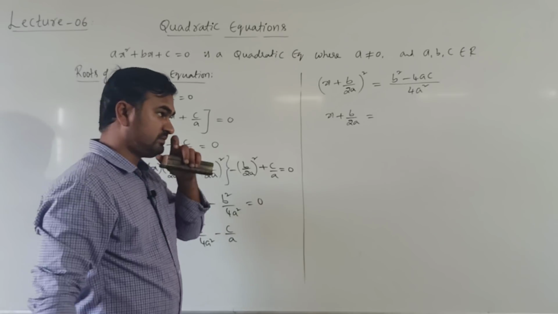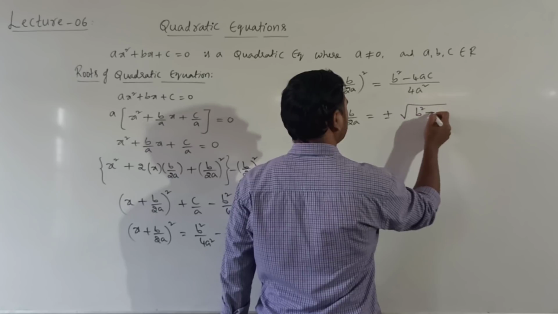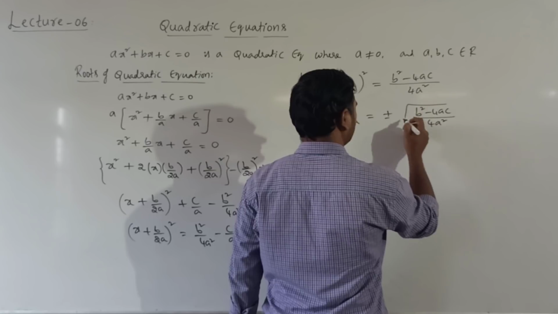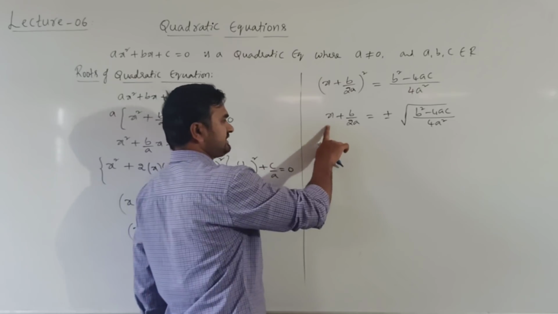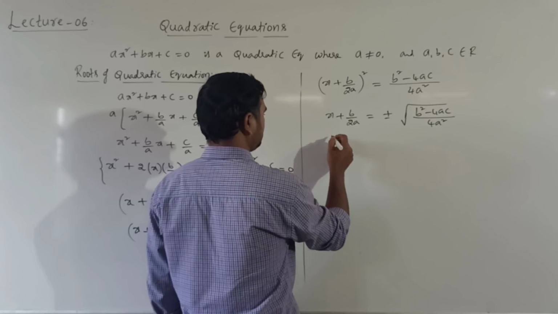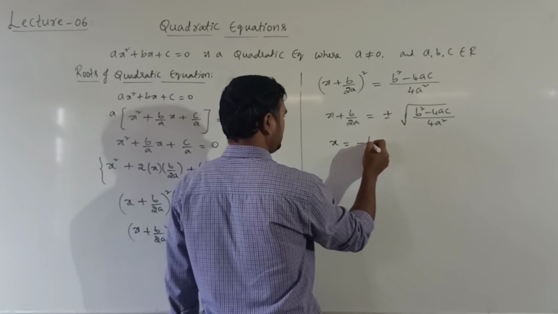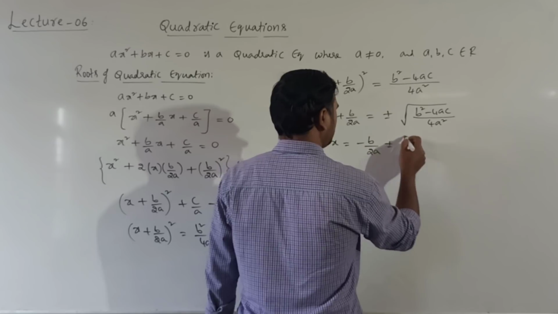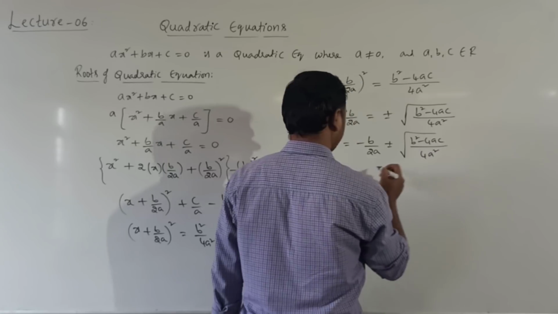x + b/2a will be plus or minus the root of (b² − 4ac) divided by 4a², whole root. Okay, taking root on both sides, x + b/2a will be plus or minus root of b² − 4ac by 4a². So what will be the x value? Take b/2a to the right hand side: −b/2a plus or minus root of b² − 4ac divided by 4a².